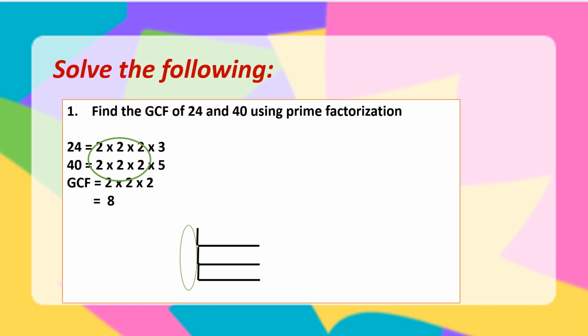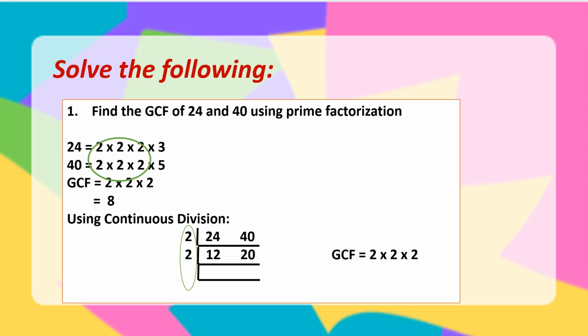8. Now, using the continuous division, let's see if we can still get the same answer. So, 24 and 40 are divisible by 2. So, 24 divided by 2 is 12. 40 divided by 2 is 20. Since 12 and 20 are still composite numbers, we're going to divide again by 2. So, 12 divided by 2 will give us 6. 20 divided by 2 will give us 10. And 6 and 10 are still composite numbers. So, continue to divide by the smallest number, which is 2, because they are divisible by 2.